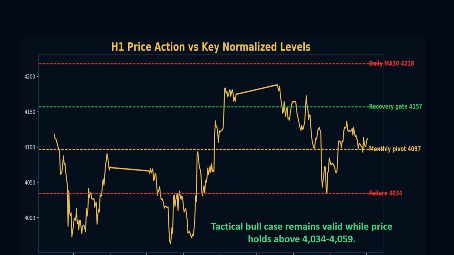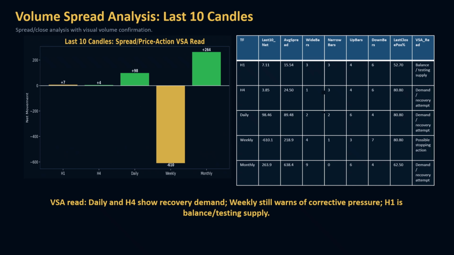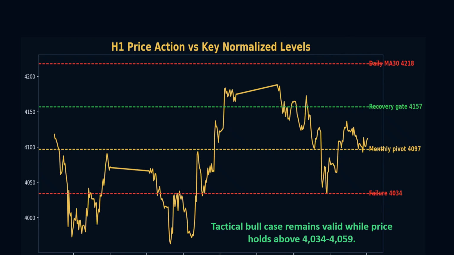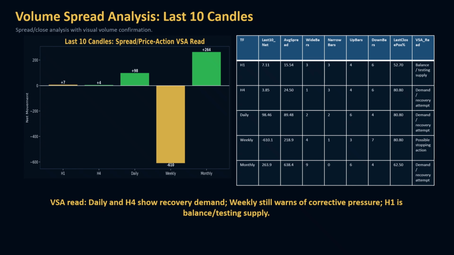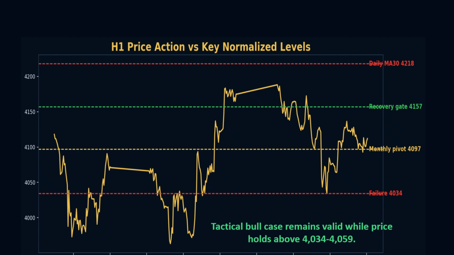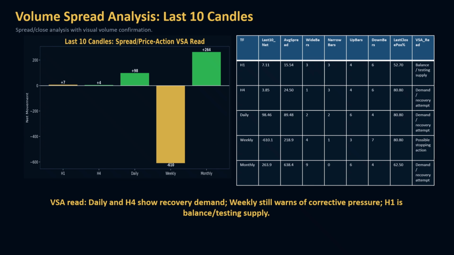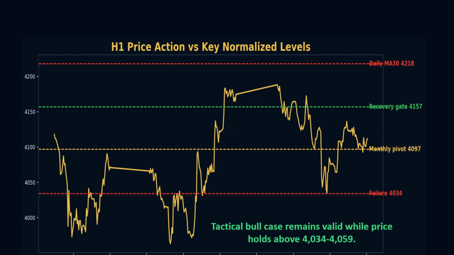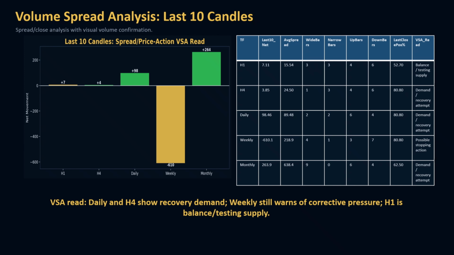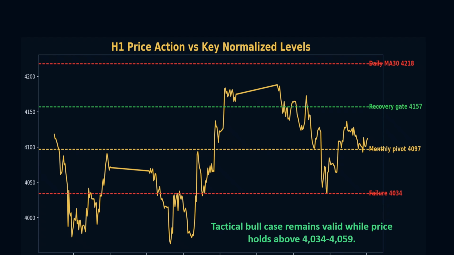Volume spread analysis provides insight into the behavior of professional money across multiple time frames. The last 10 candles on the daily and H4 charts show evidence of demand returning, with strong closes accompanied by supportive volume. The weekly time frame, however, still displays characteristics of corrective pressure and possible stopping action. On the H1 chart, volume remains balanced, suggesting that institutions are currently testing supply rather than initiating aggressive buying. Overall, the evidence favors accumulation rather than distribution, although confirmation is still required.